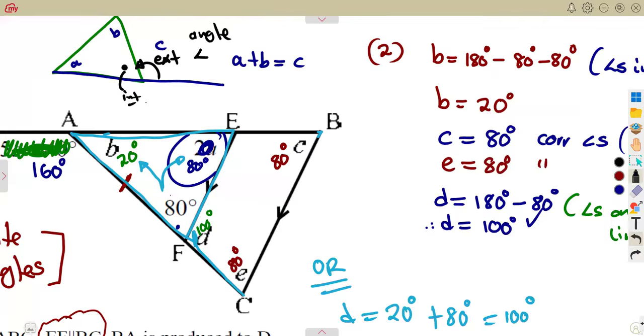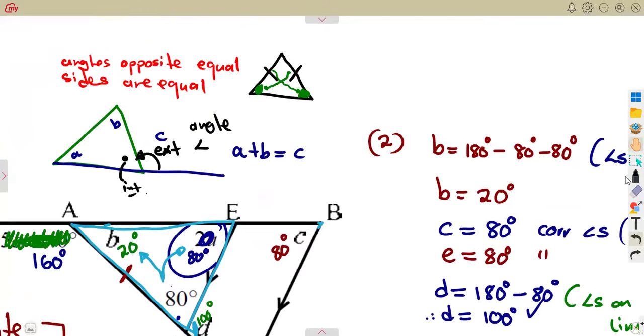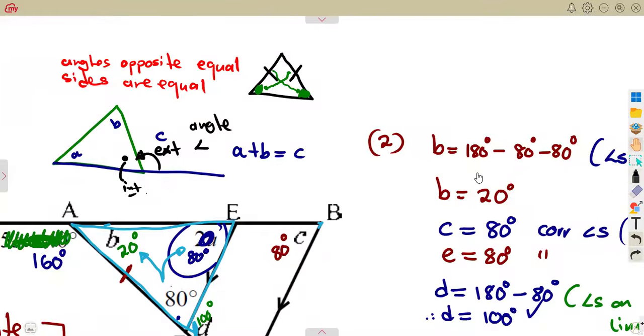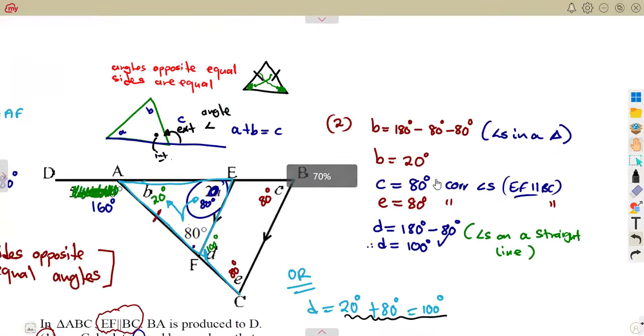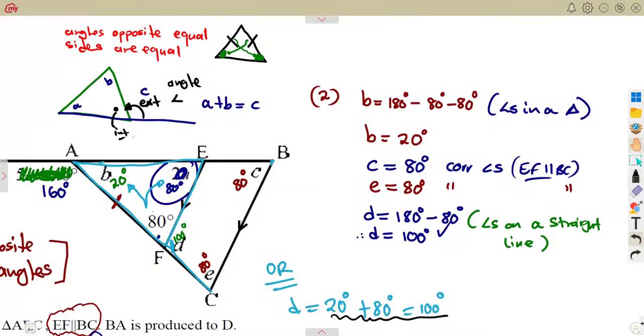So still, you're going to obtain the same value of D. This is from the exterior angle being equal to the sum of the opposite interior angles, the concept that we used here. So as you can see, there are so many ways that we can use to attempt these typical questions. All you need is to work on more revisions as much as you can.